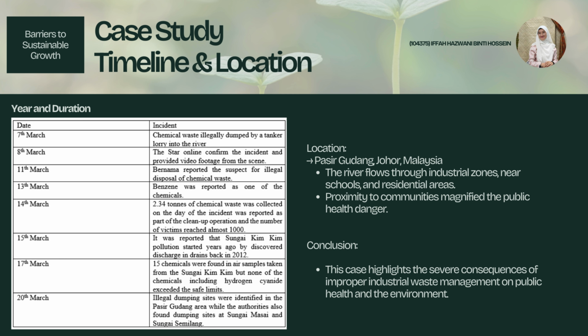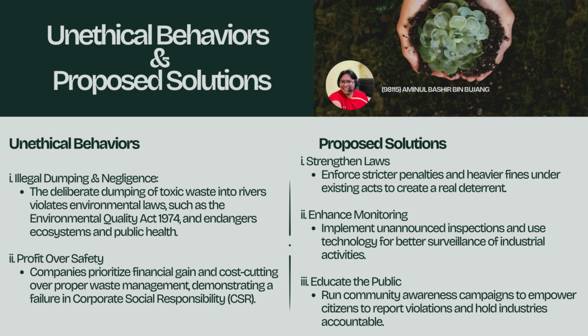This tragedy happened in Pasir Gudang, Johor, Malaysia, where the river flows through industrial zones near schools and residential areas. Proximity to communities magnified the public health danger. For the conclusion, this case highlights the severe consequences of improper industrial waste management on public health and the environment. So we move to analytical behavior and proposed solutions.